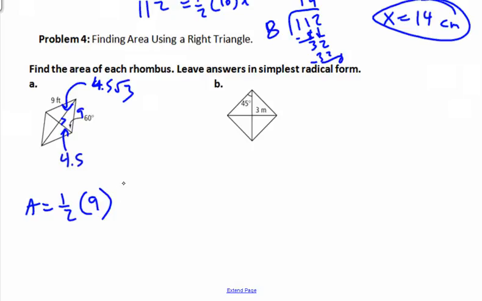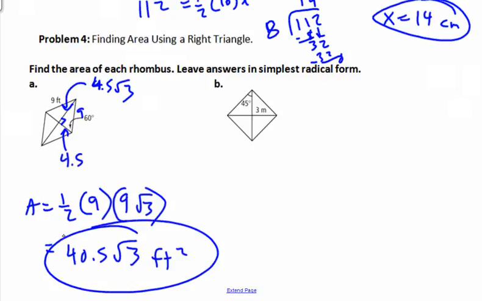So that whole diagonal is 9. And the other whole diagonal would be 9 square roots of 3. Simplify that, you get 81 square roots of 3. 1/2 of 81 would be 40.5 square roots of 3 feet squared. That's all we had to do, figure out those diagonals. Don't forget 30-60-90 triangles. The hypotenuse is twice the smaller leg, and the larger leg is square root of 3 times the smaller leg.